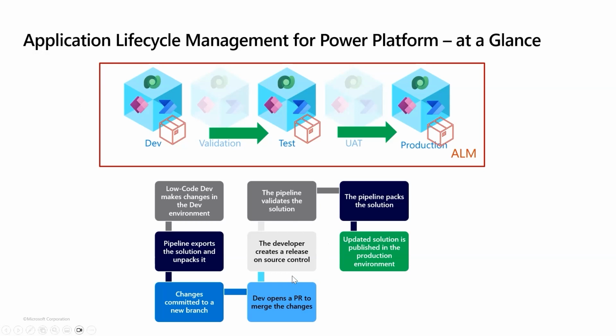In some situations, this will also release to source control, and we'll talk about which ALM solutions have source control and which ones don't. And then the pipeline will validate that solution. It'll pack that solution up, and then that will be published into a production environment or a test environment, depending on how you're setting up the pipeline.